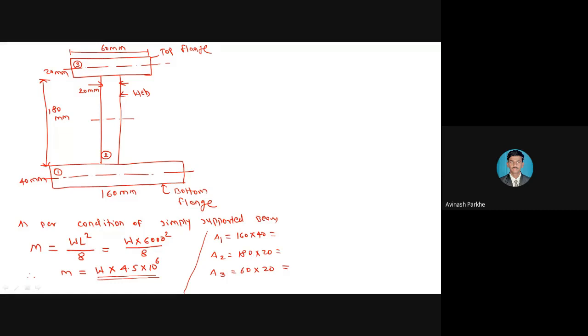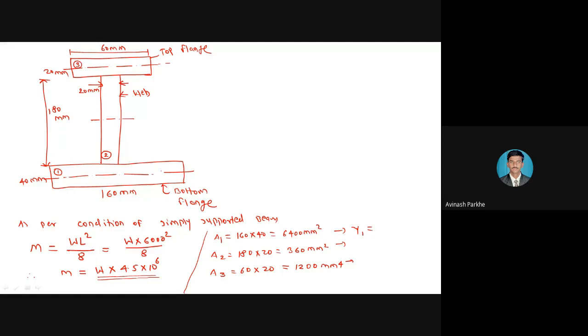So cross-sectional area A1, all the parameters should be in mm there, 6400 mm square. Okay, A1, then A2 is equal to 3600. Immediately calculate the A3, 1200 mm square. So now A1, A2, A3 we have calculated by using this particular figure. Okay. Now calculate Y1, Y2, Y3.